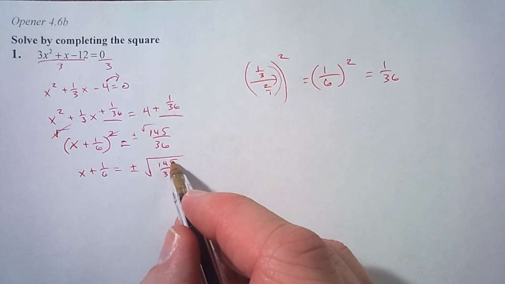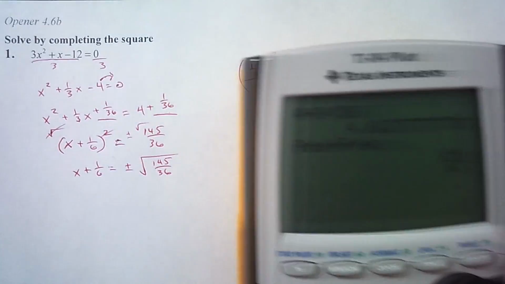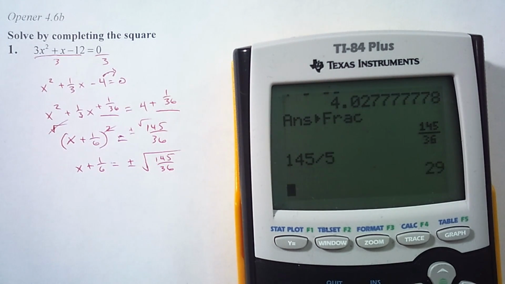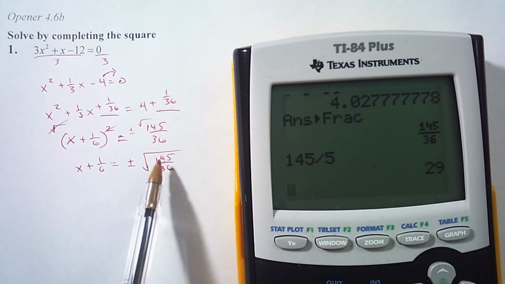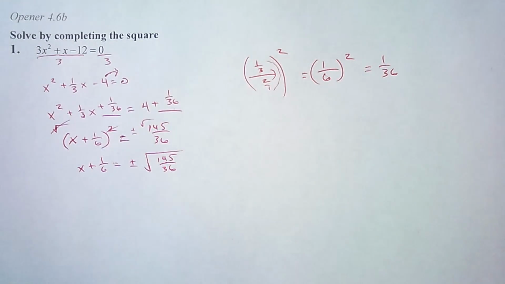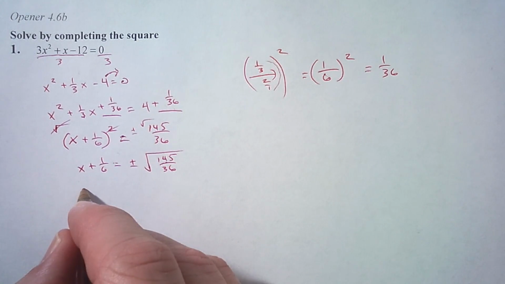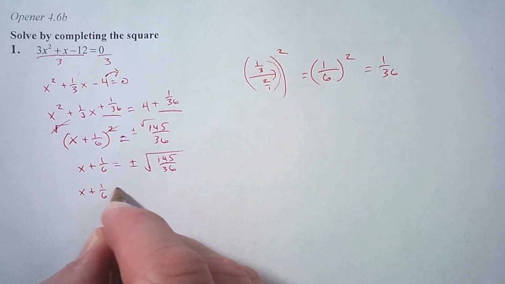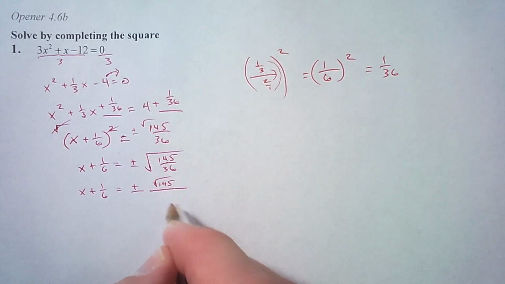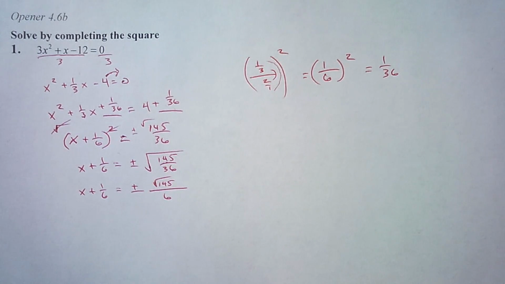Okay, this 145, 5 goes into 145. I want to see if there's any square numbers, but let's just start with 5. 145 divided by 5 is 29. 5 is prime, 29 is prime, so I'm not going to be able to simplify the square root of 145. But I know the square root of 36 is 6. So this will simplify to x plus 1/6 equals plus or minus the square root of 145 over 6.